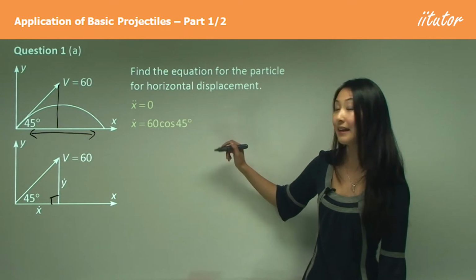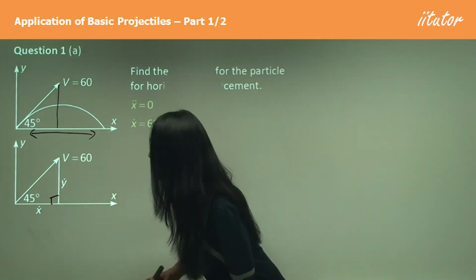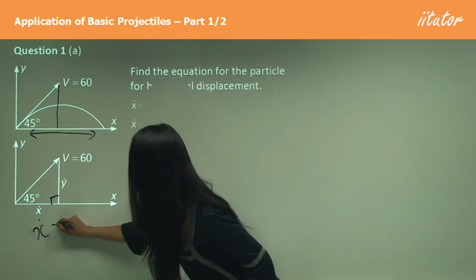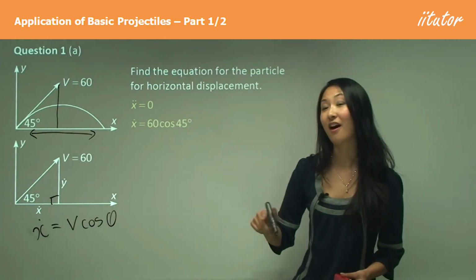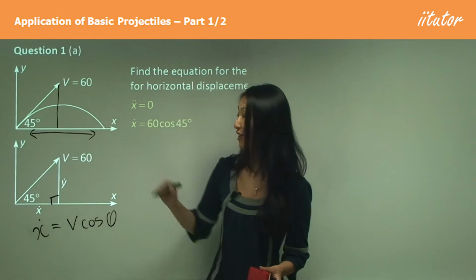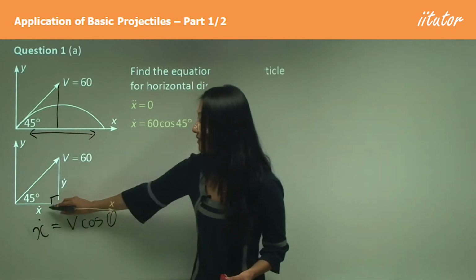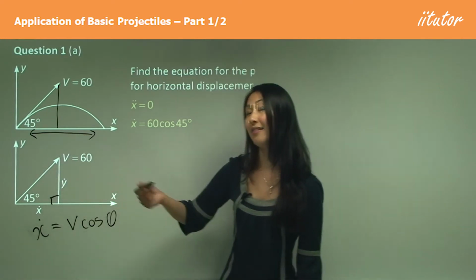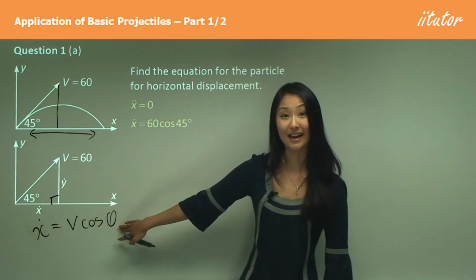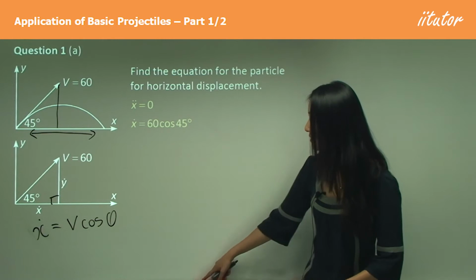The velocity, remember, the horizontal velocity equals v cos theta. And that's because this is when we look at our right angled triangle. So we can say that cos theta equals adjacent on hypotenuse. And then we just multiply the v across to get that. And now we just substitute it in.